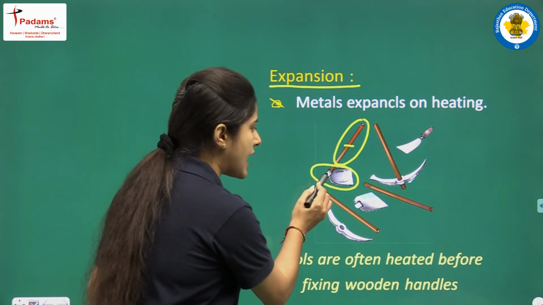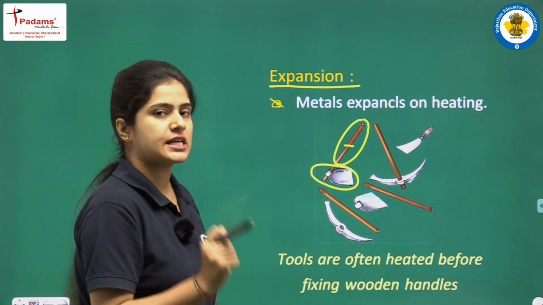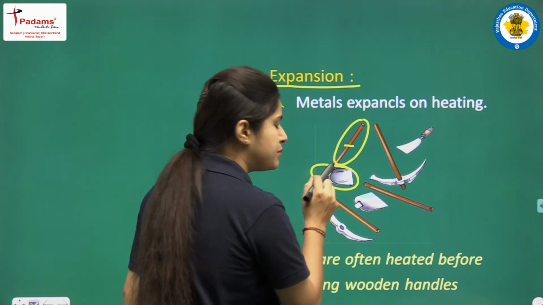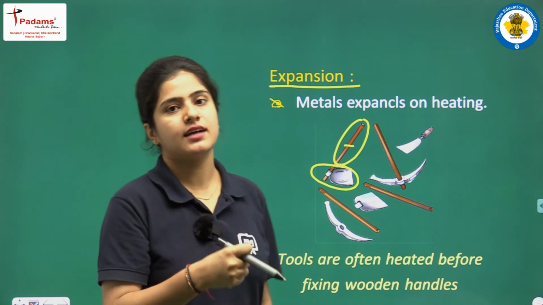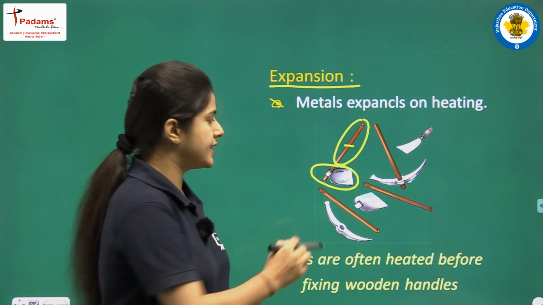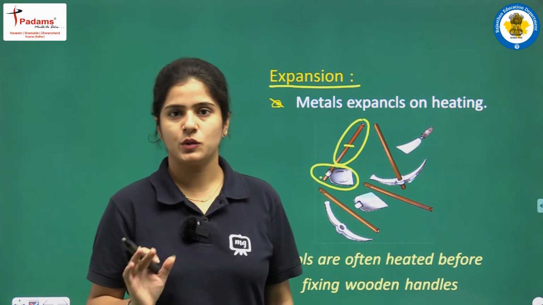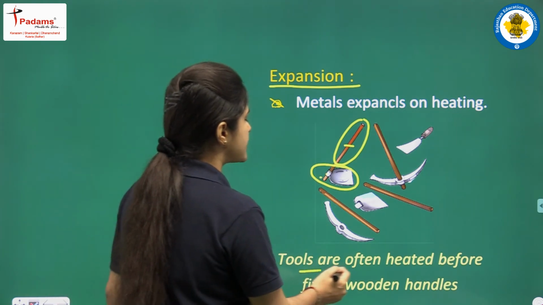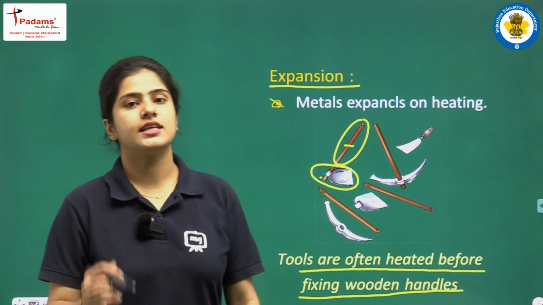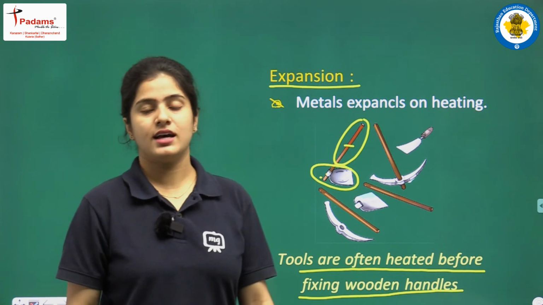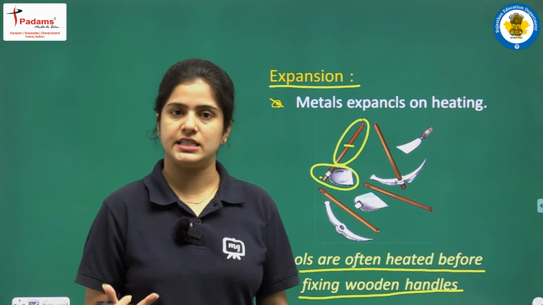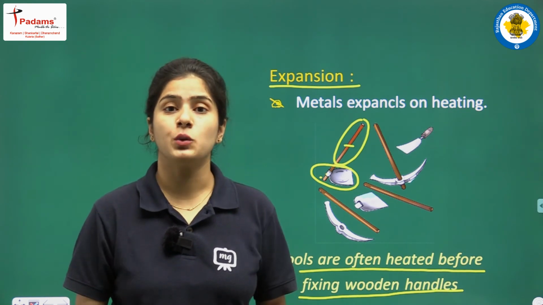Now students, this iron ring is completely fitted on the wooden stand, and after it cools down it will contract, and this fitting is very proper. So basically, tools are often heated before fixing wooden handles. This is why they are not loose. In the same way, students, as metals expand on heating, they contract on cooling.